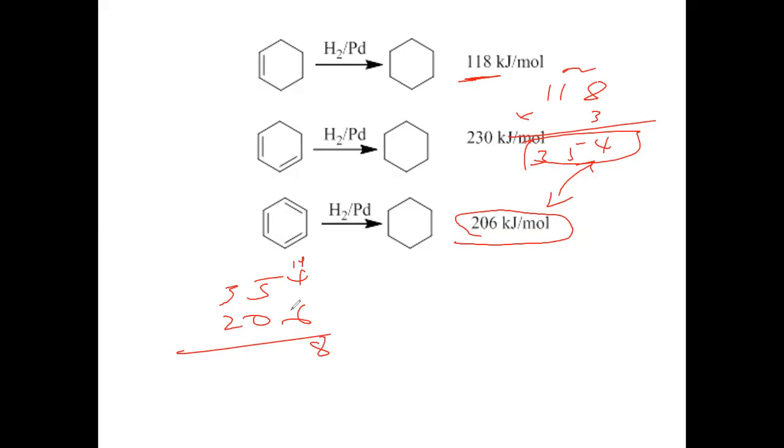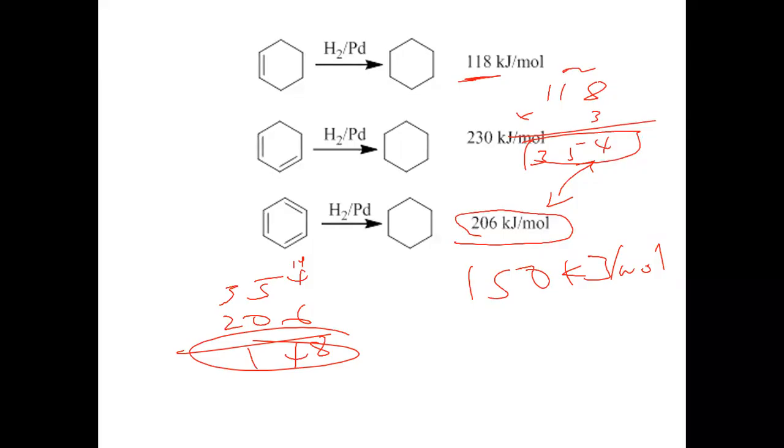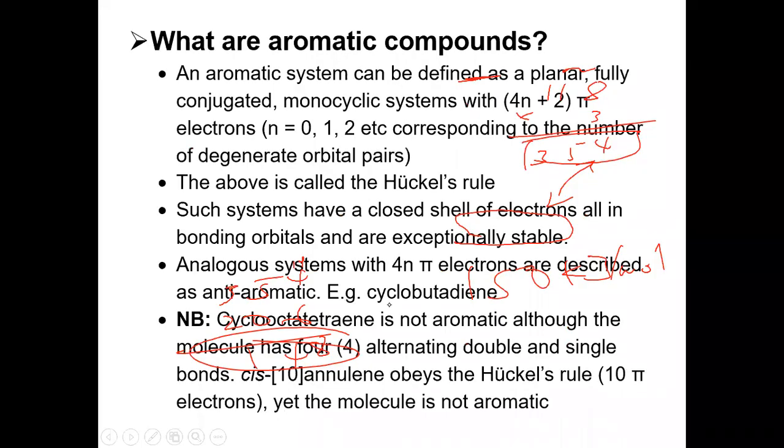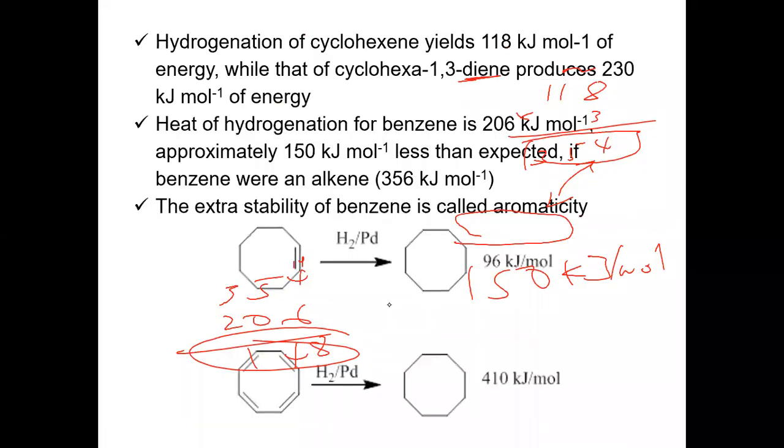So this is 8. Let's see if I have my subtraction right. This is 4. So 148. So we read from another reference that it is approximately 150 kilojoule per mole more stable. That's what we call resonance stabilization energy, right? And that is the whole argument: what we're expecting from the other observation that we have made is not what we are seeing.